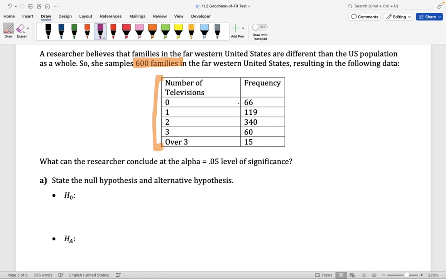Here, we have the observed count for each category. So I'm just going to write observed values. And we see the observed values here on the right column, right? The left column is the categories. The right column is telling us the observed values for each of those categories. Remember, your observed values always come from the sample. They're given to you. We're going to use a level of significance equal to 0.05 to make a conclusion.